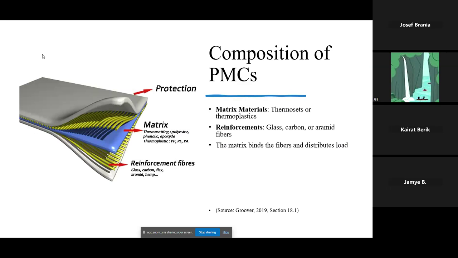Composition of PMCs. They have matrix materials and reinforcements. So, the matrix materials would include thermosets or thermoplastics. And the reinforcements can be glass, carbon, or aramid fibers. The matrix binds the fibers and distributes the load. And this is just a visual of the composition.